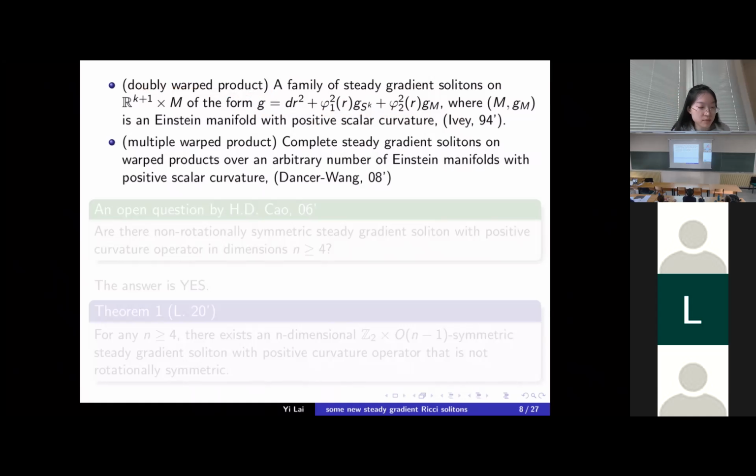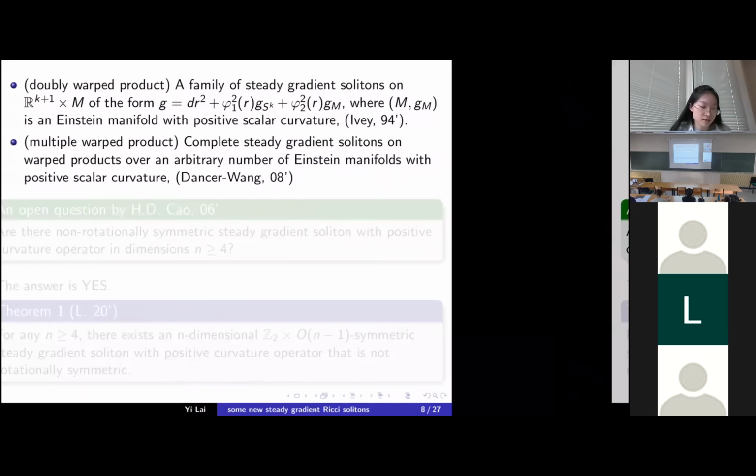And even more, you can take a multiple warped product and also show that there are some static gradient solitons of this form. Instead of taking a warped product with one Einstein manifold, you can take a product over many Einstein manifolds with positive scalar curvature, and this was done by Dancer and Wang in 2008. So in these two examples, you can check that the Ricci curvature is always non-negative, but the sectional curvature must be negative somewhere. This leads to an open question by Cao Huaidong.